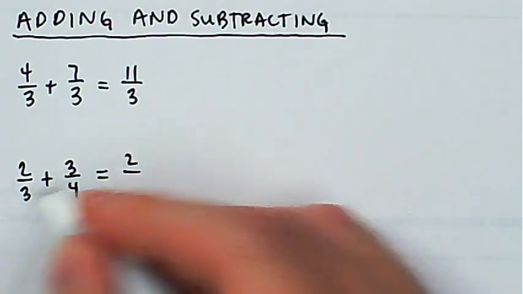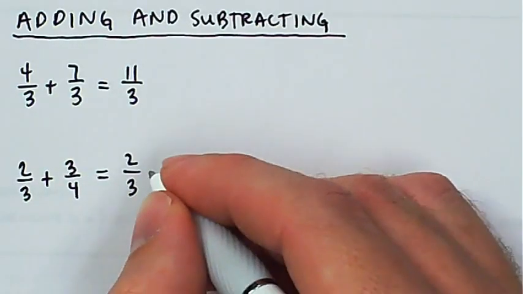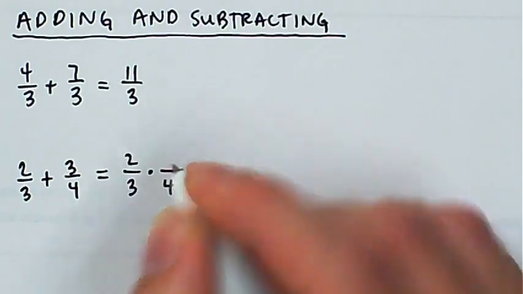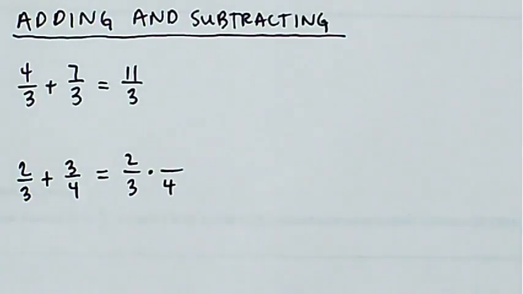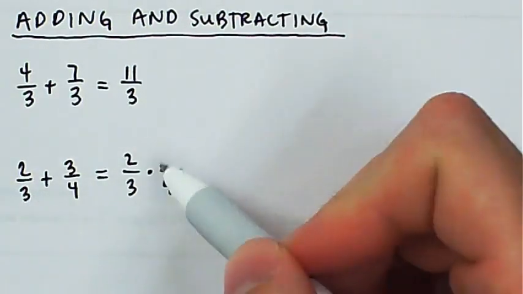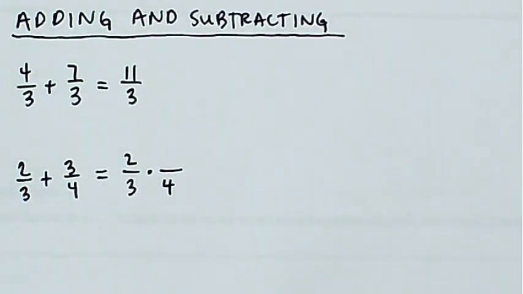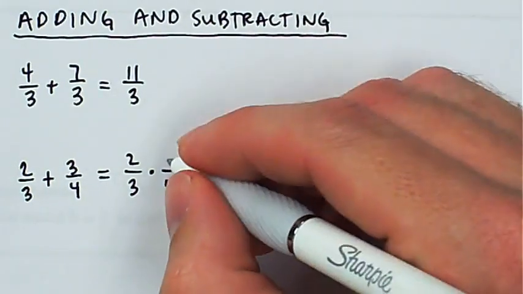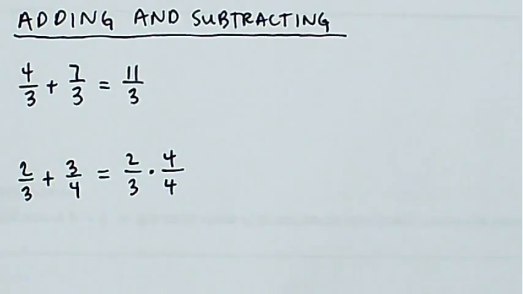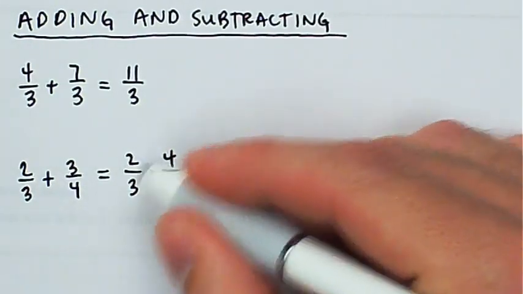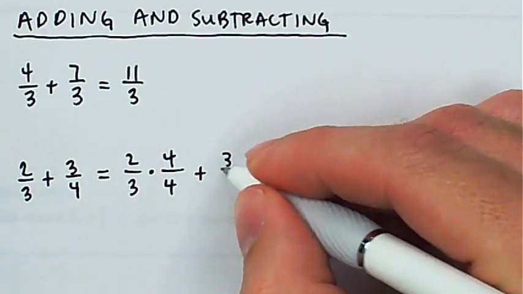So 2/3, I need to make this a denominator of 12. So I'm going to need to multiply by 4 in the denominator. But I can't be changing the value of 2/3, otherwise I wouldn't be able to accurately find what 2/3 plus 3/4 is. So I need to be multiplying 2/3 by 1, and that's where I'm multiplying by 4/4 there. Okay, so that's still 2/3 plus 3/4.